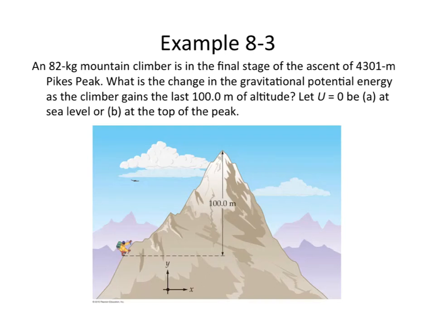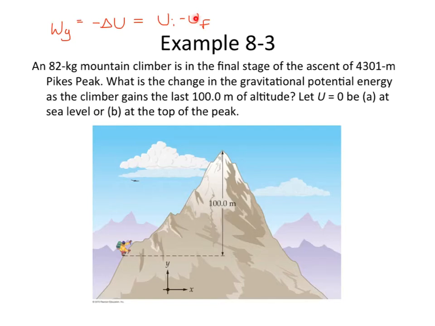Okay, everybody, welcome back. This is example 8.3 on our potential energy and conservation of energy chapter. And we just talked about the fact that the work done by gravity is represented by a negative change in potential energy. That is U initial minus U final. Usually a change means final minus initial, but since it's a negative change, it's going to be initial minus final.